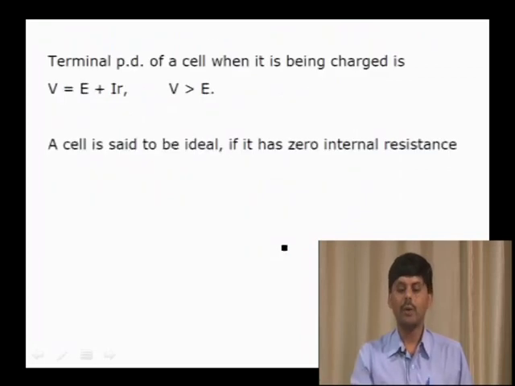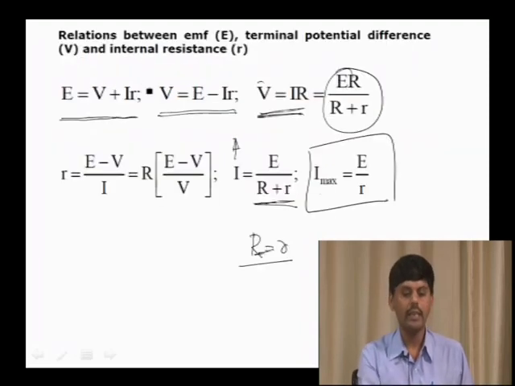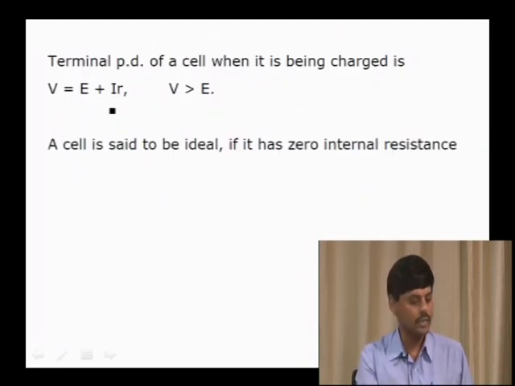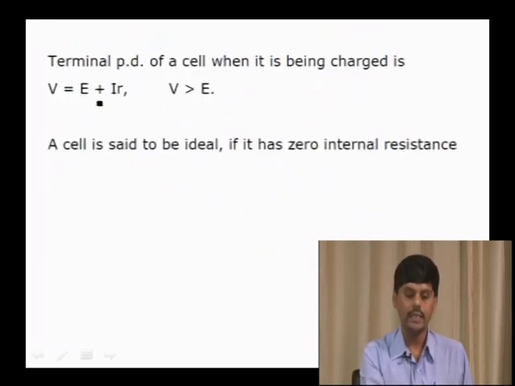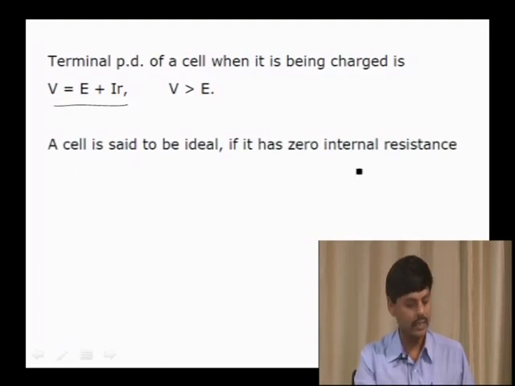Now, terminal potential difference of the charging. This was explained for discharging, now it is charging. We are going to charge the cell. Now it becomes V is equal to E plus Ir. In this case, V is greater than E. A cell is said to be ideal if it has zero internal resistance.